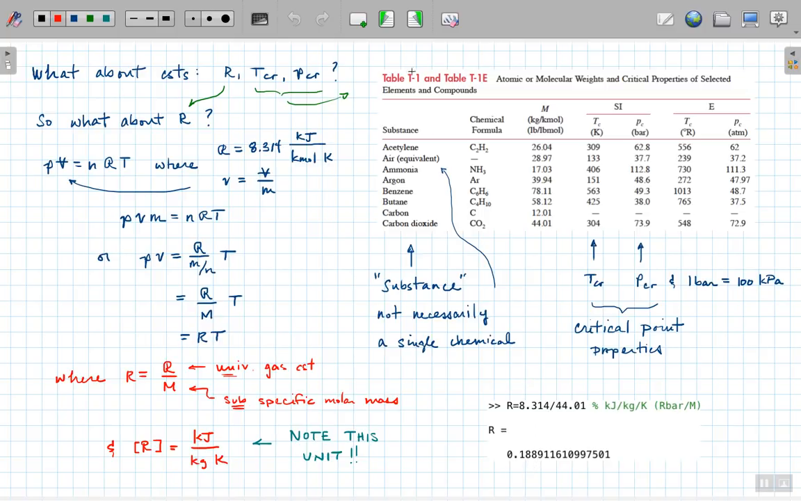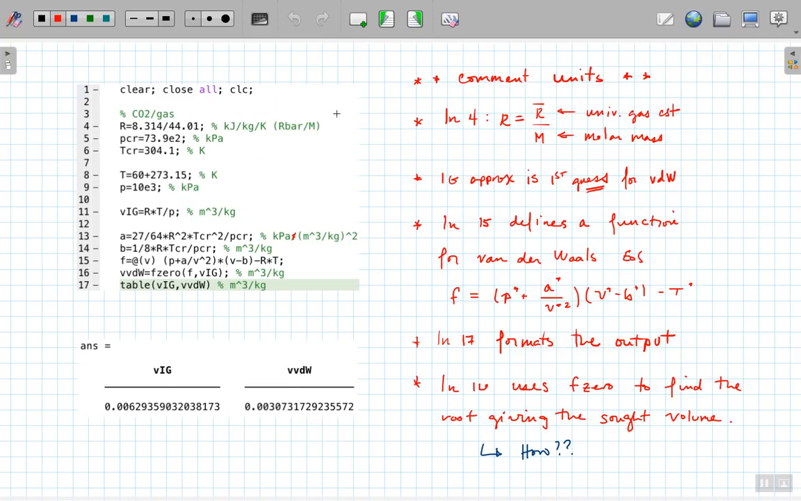So that's how we get our values that go into the ideal gas law and the van der Waals equation. And in a minute, we'll see those also go into the Redlich-Kwong equation of state. But let's also consider the answer just really quickly.